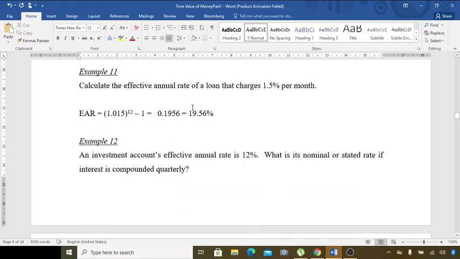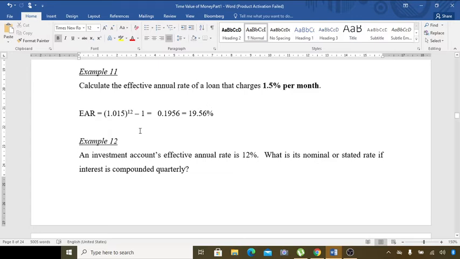Okay, let's move on. Another example. Calculate the effective annual rate of a loan that charges 1.5% per month. Is there a loan that charges 1.5% per month? Seems familiar, right? Yes, the credit card. 1.5% per month, and they claim that 1.5% times 12 is 18% per year. Is it really true that it is 18%?